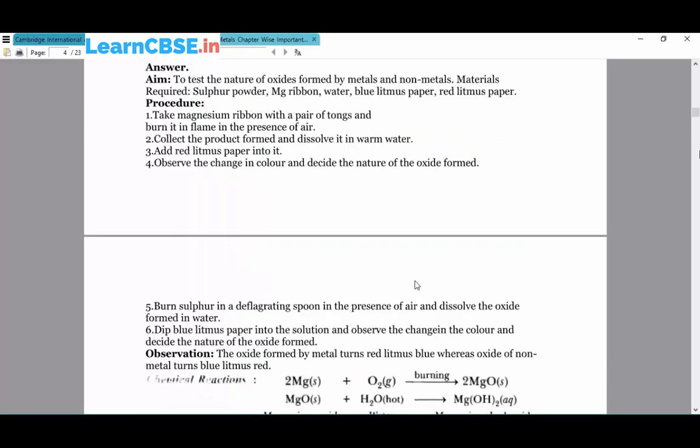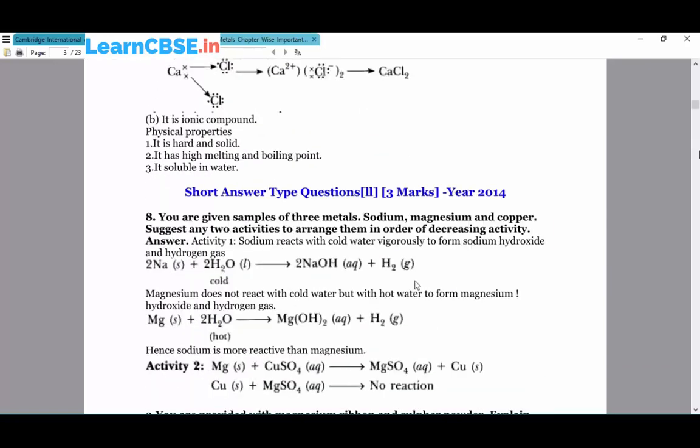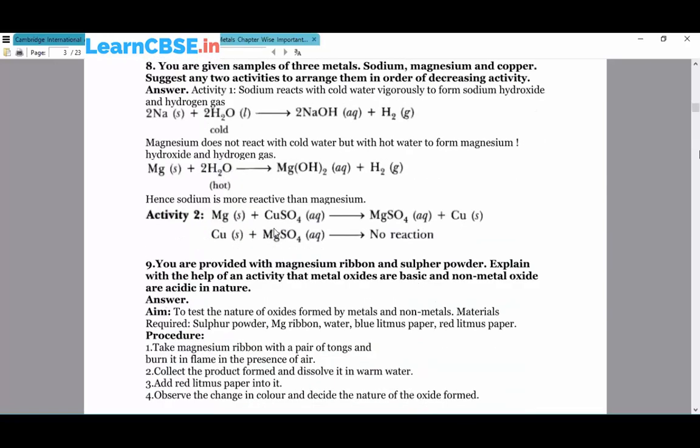Then activity number 2. Magnesium plus copper sulfate gives magnesium sulfate plus copper. So the magnesium displaces the copper. It means that magnesium is more reactive than copper. In the reaction copper plus magnesium sulfate, there is no reaction because in the reactivity series, magnesium is present above copper. So copper cannot displace magnesium. So there is no reaction.